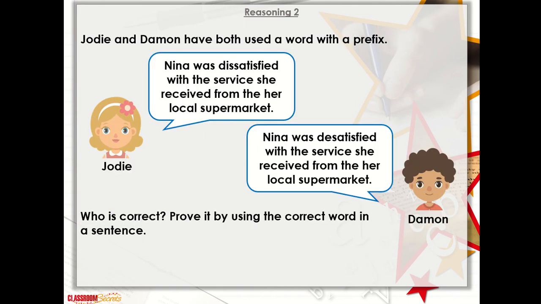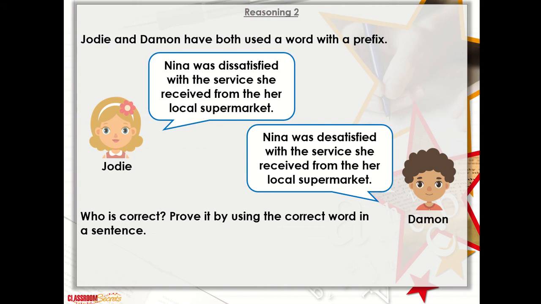Let's have a look at the next question. Jodie and Damon have both used a word with a prefix. Nina was dissatisfied with the service she received from her local supermarket. Nina was dissatisfied with the service she received from her local supermarket. Who is correct? Well, we're looking at D, dis and miss. Jodie says dissatisfied. Damon says dissatisfied. I wonder which one it is.